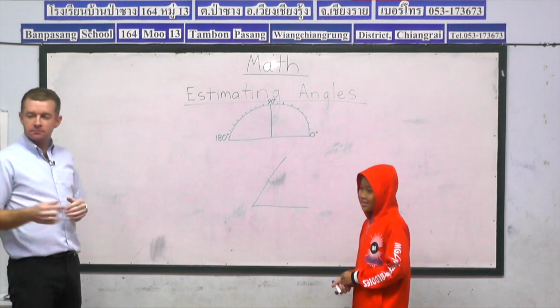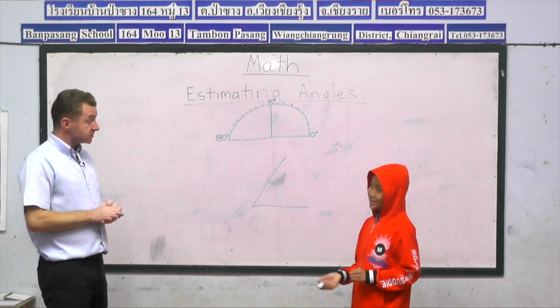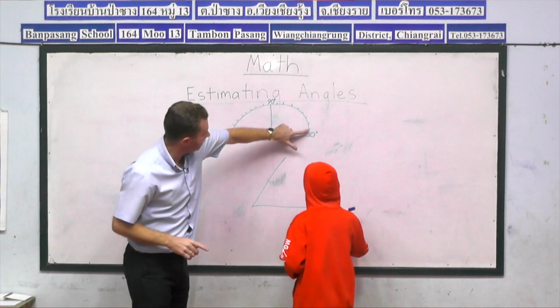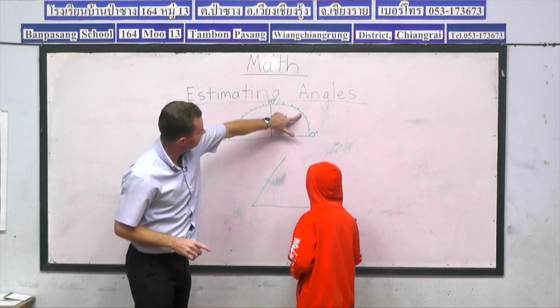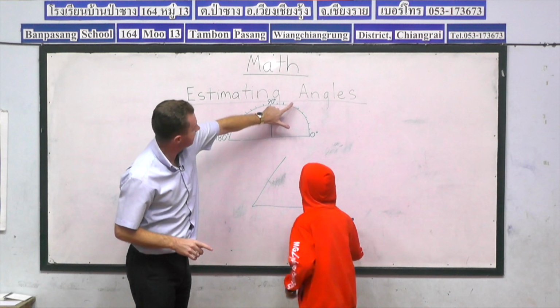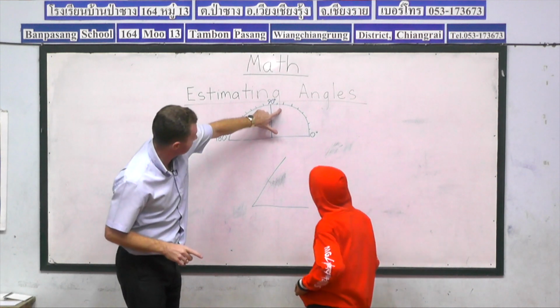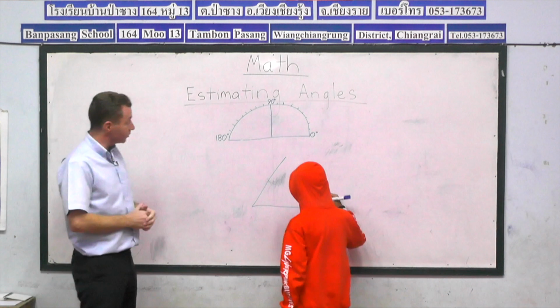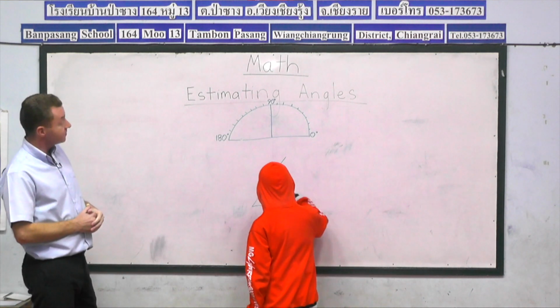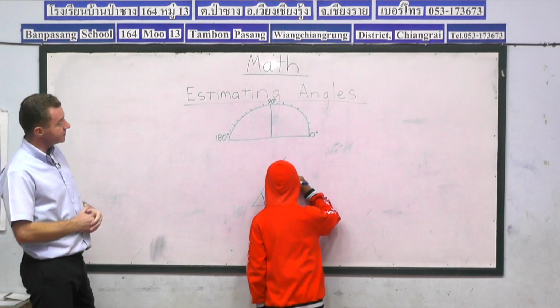50, 30. I think 70 would be good because we go here 10, 20, 30, 40, 50, 60, 70. I think this looks like 70 degrees. So you can draw your vertex and then 70 degrees.